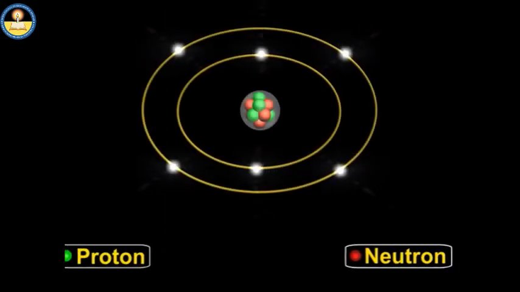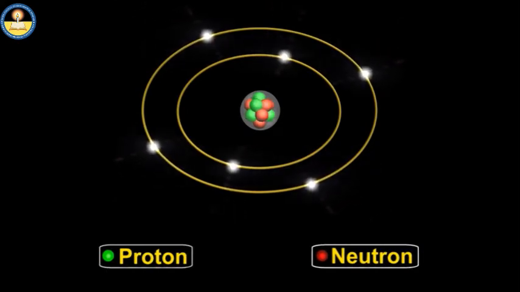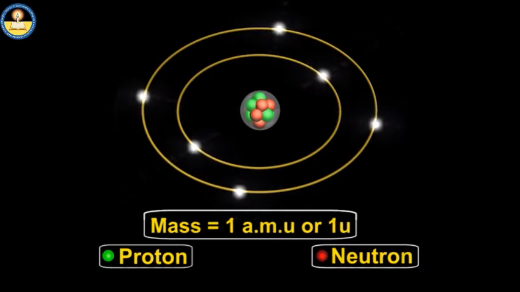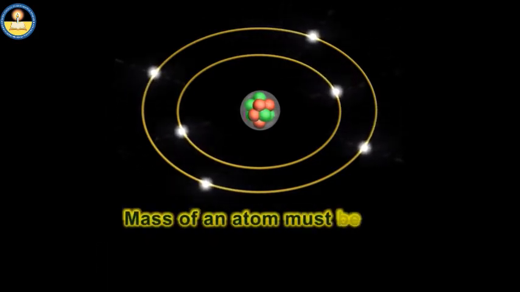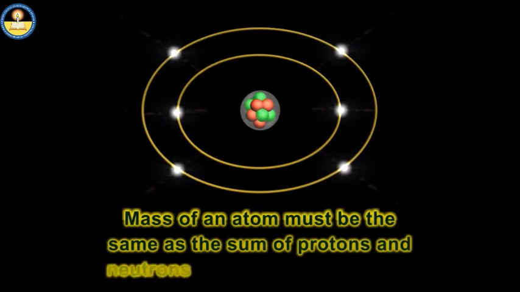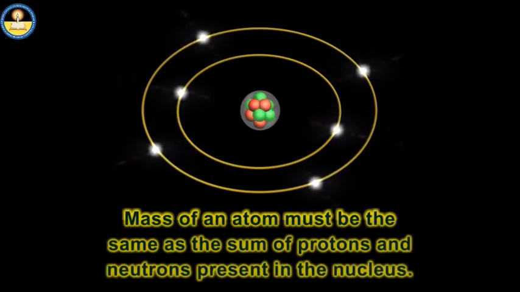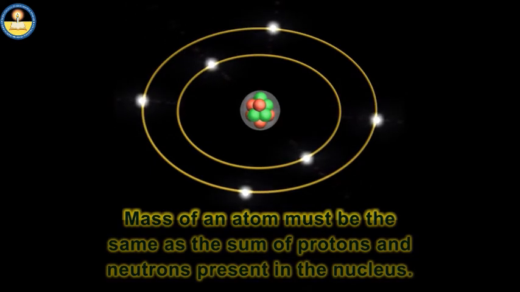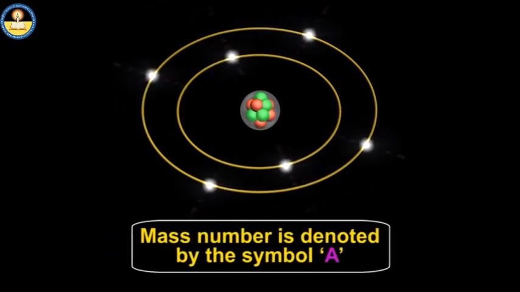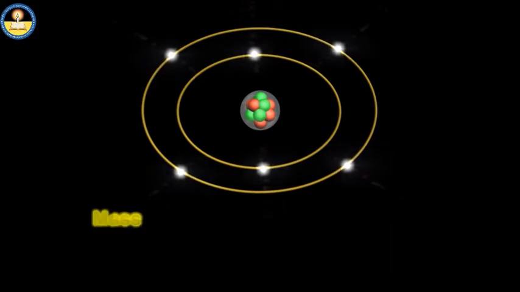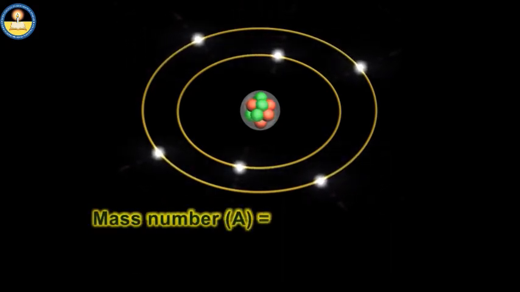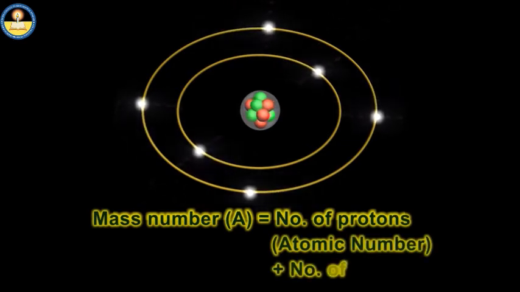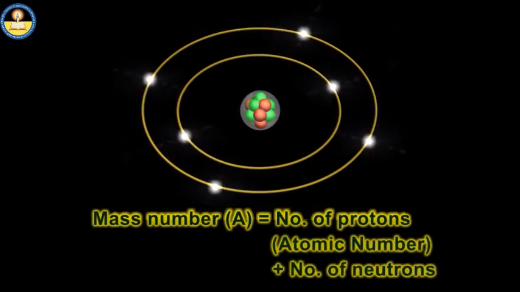Since each proton and neutron has mass equal to 1 atomic mass unit, therefore, the mass of an atom must be the same as the sum of protons and neutrons present in the nucleus. The latter is known as the mass number of an element. It is denoted by the symbol A. The mass number of an element may be defined as the sum of the number of protons and neutrons present in the nucleus of its atom.